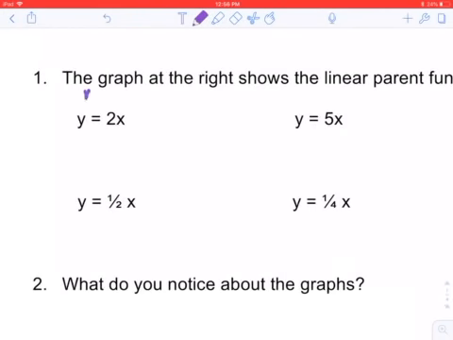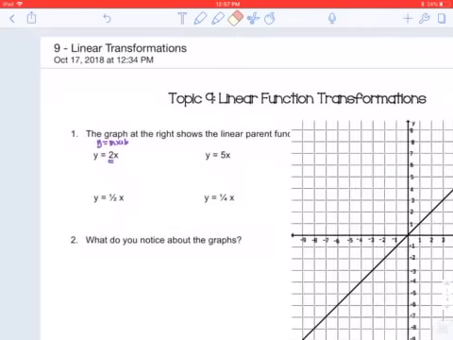Remember that equations are typically written as y equals mx plus b, and that allows us to see the slope, in this case 2, and the y-intercept. Just because you don't see one written right here, it doesn't mean that something's wrong. It just means that the y-intercept is 0. So it goes through the origin, okay?